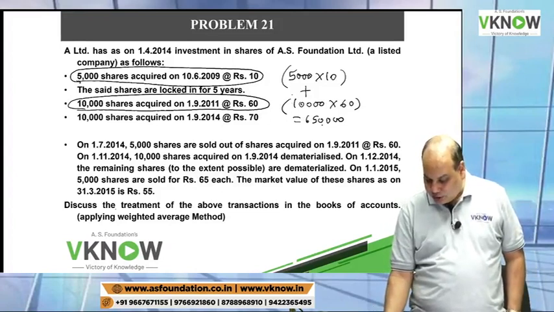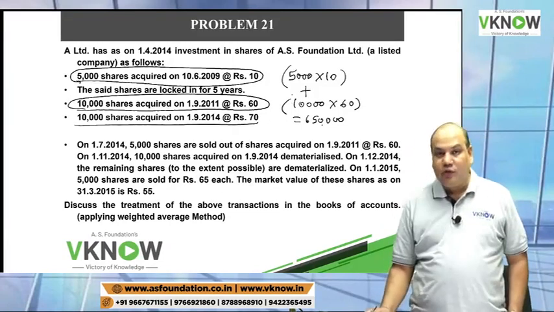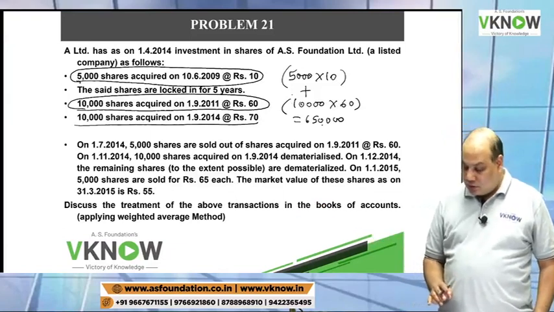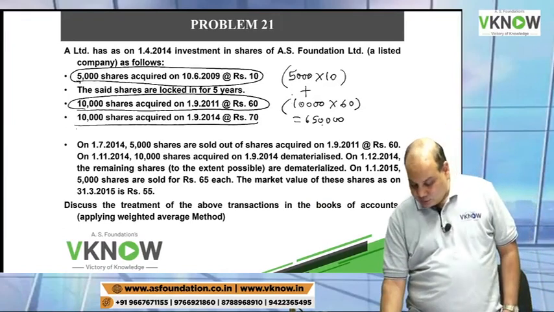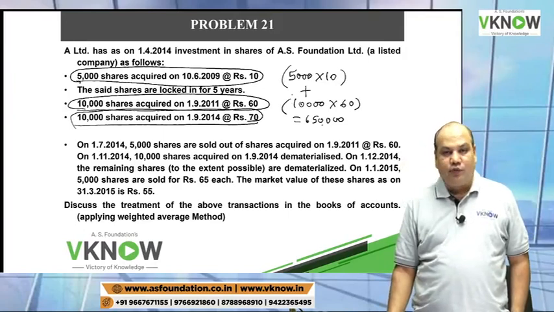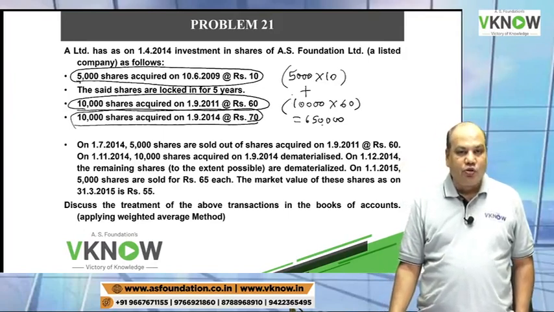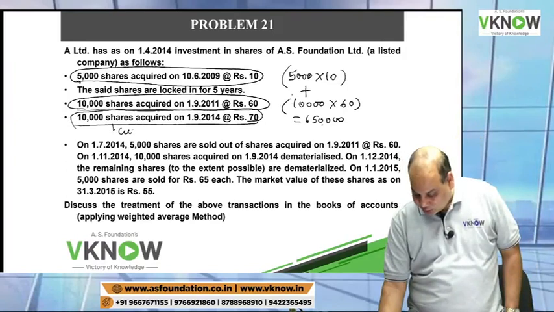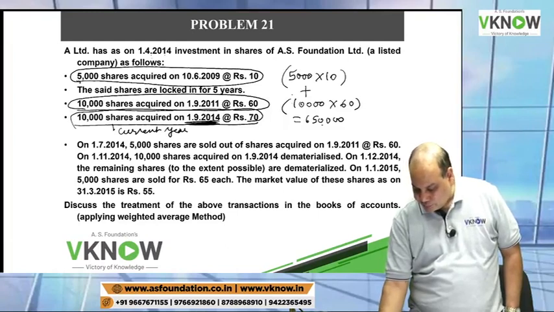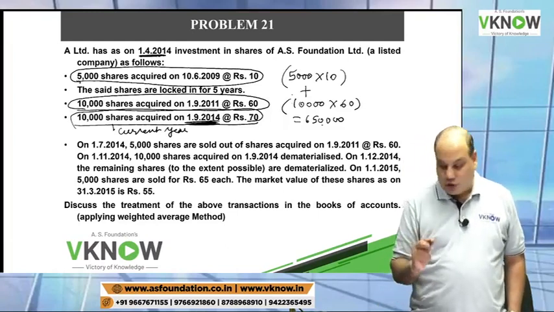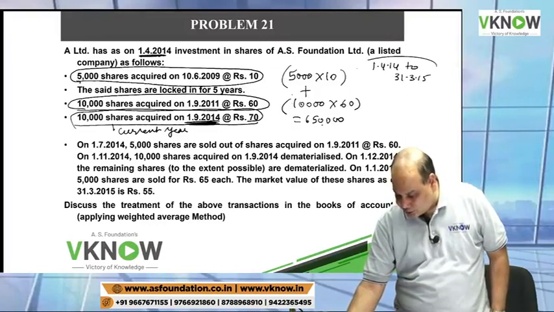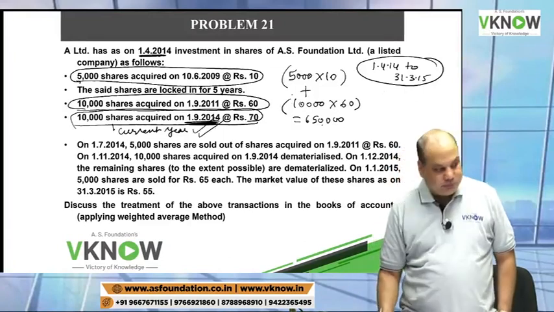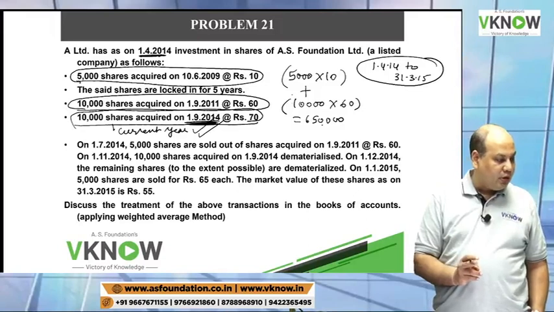We'll prepare a working note later. 10,000 shares were acquired on 1/9/2014 at rupees 70. This is a current year transaction, because this is 1/9/14 and our year begins on 1/4/14. So anything between 1/4/14 and 31st March 15 will be a current year transaction. Before that is opening balance. Okay. Next line.